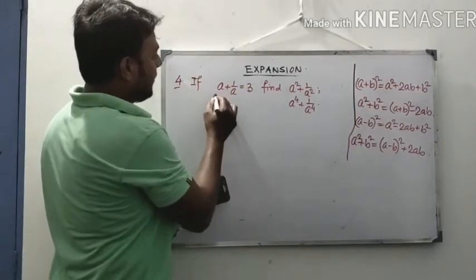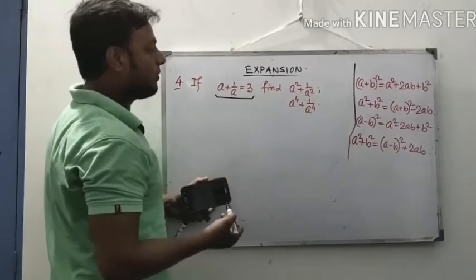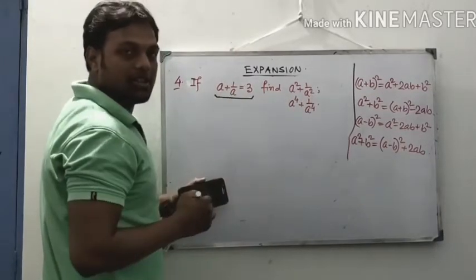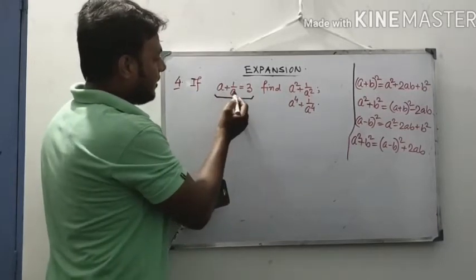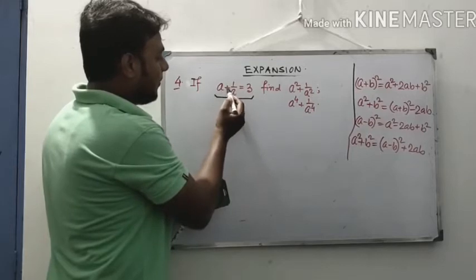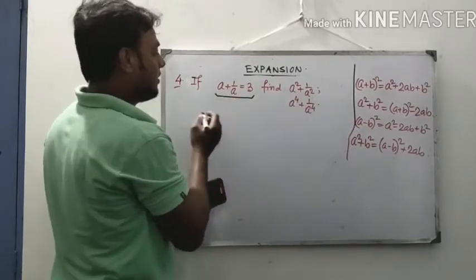If a plus 1 by a equals 3 is given and you have to find a square plus 1 by a square, there are many ways to solve it. See, if we take 1 by a as b, then a plus b is given and you have to find a square plus b square.